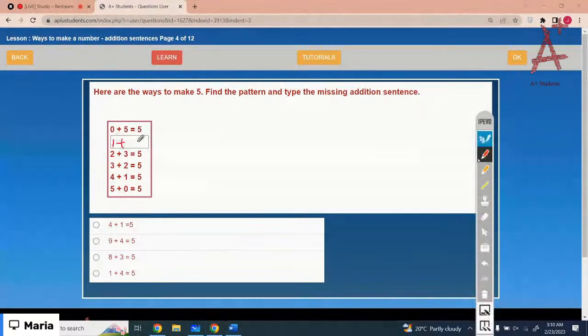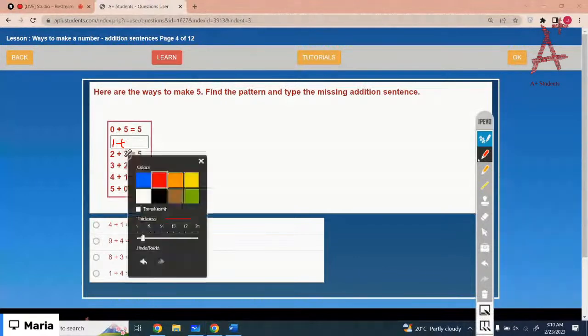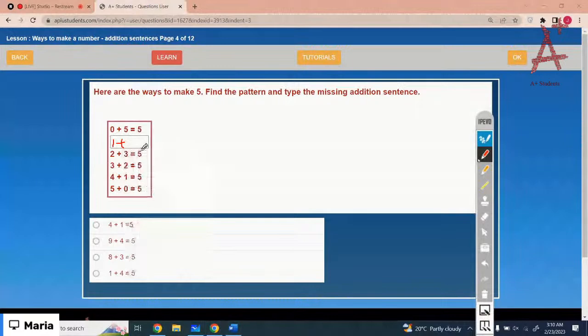Okay. Now just look at these numbers. The second one. 0 plus 1, 1. 1 plus 1, 2. 2 plus 1, 3. And the next one is right after 3. The numbers are increasing by 1. So the next one is 4. Got it? And all the numbers sum to 5. So 1 plus 4 is also 5. So the correct option is this one. 1 plus 4 equals 5.